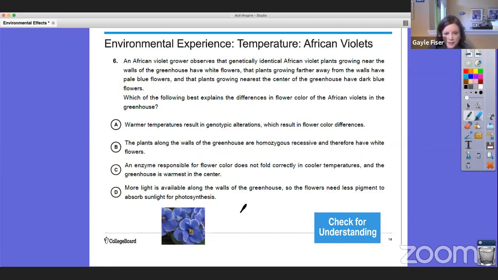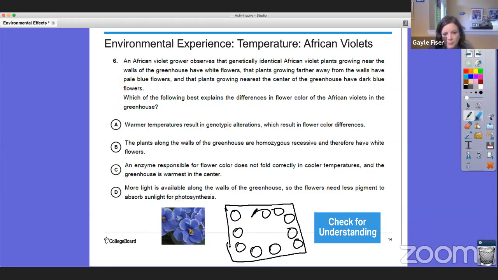This is our greenhouse. Okay, the plants, okay, what did it say? The walls had white flowers. All right, the plants growing farther away from the walls have pale blue. That's not very pale, but it's paler than where I'm going. Okay, and the plants growing nearest the center of the greenhouse have dark blue.